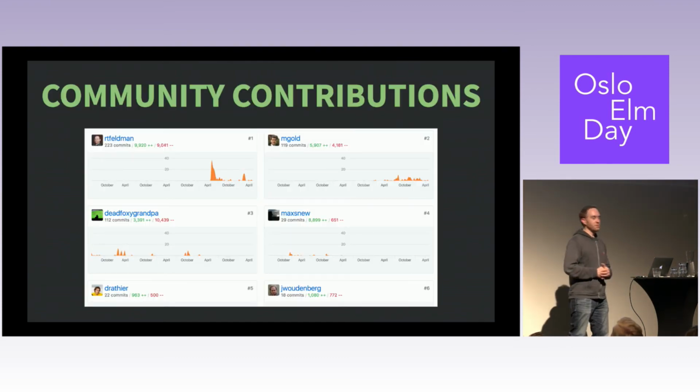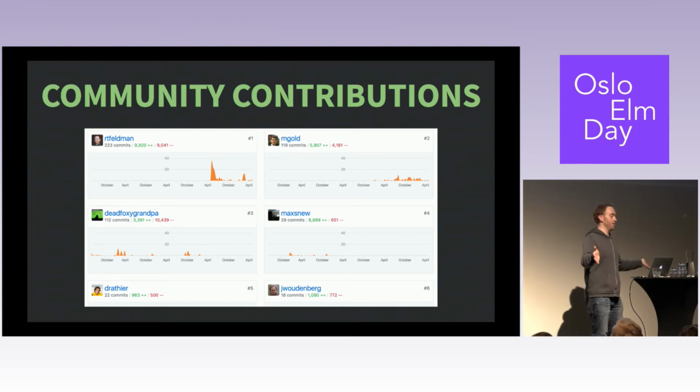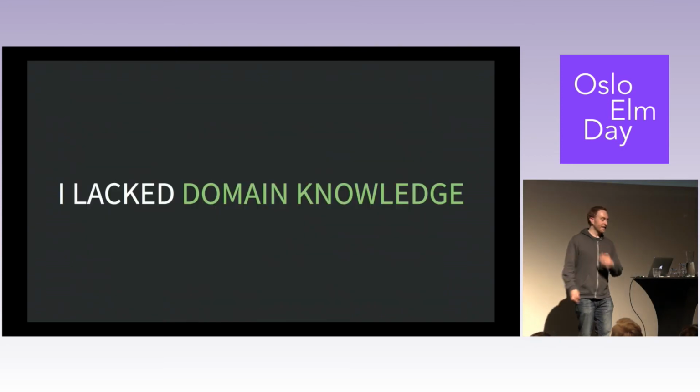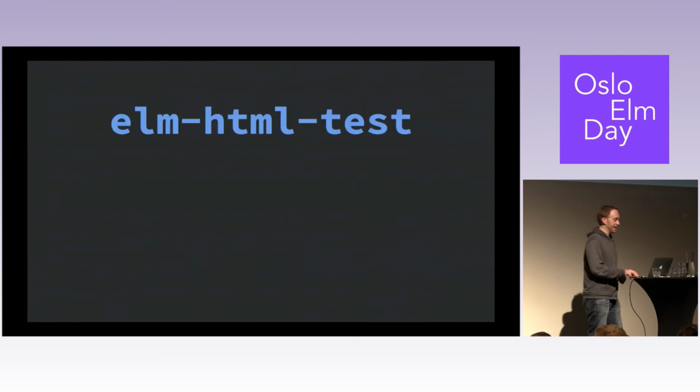Again, community contributions: lots of people have contributed to elm-test, and not only to elm-test, but actually to peripheral libraries that are related to elm-test. So not only did I lack domain knowledge when it came to fuzzers and shrinkers, but also to a great many other things. As it turns out, there's a lot of domain knowledge that I lack. It's something I'm very good at, lacking domain knowledge.